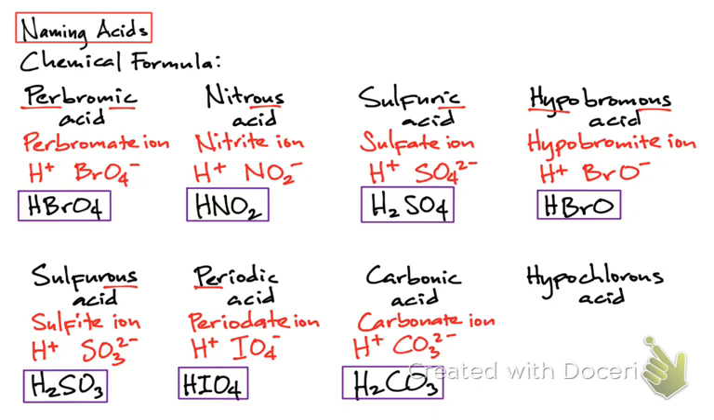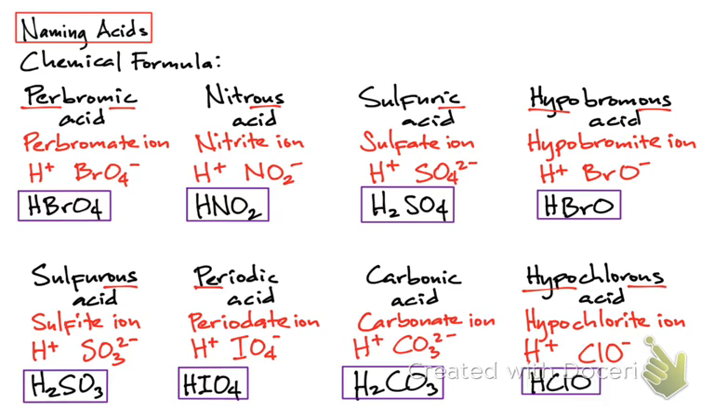And the last one here is hypochlorous acid. Right? Again, it ends in OUS, so that must mean that the polyatomic ion has a suffix ITE and a prefix hypo. So that would be hypochlorite ion. Cross that with a hydrogen. So here you have a ClO with a -1 charge. And that would be HClO as the chemical formula of hypochlorous acid.